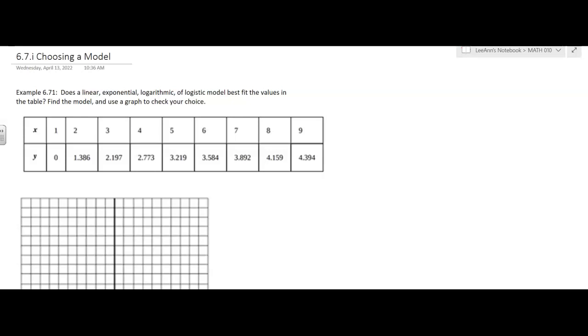So how do we know when we're out there in the real world what type of model to use? We've talked about different models: linear models, exponential, logarithmic models, logistic growth model. And what do those look like? Well, a linear model is going to be something like y = mx + b. I'll just use our formula. And that's going to be a straight line, right?